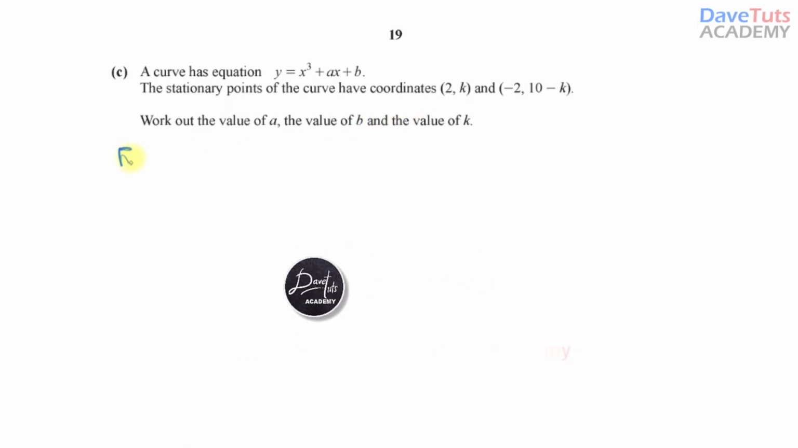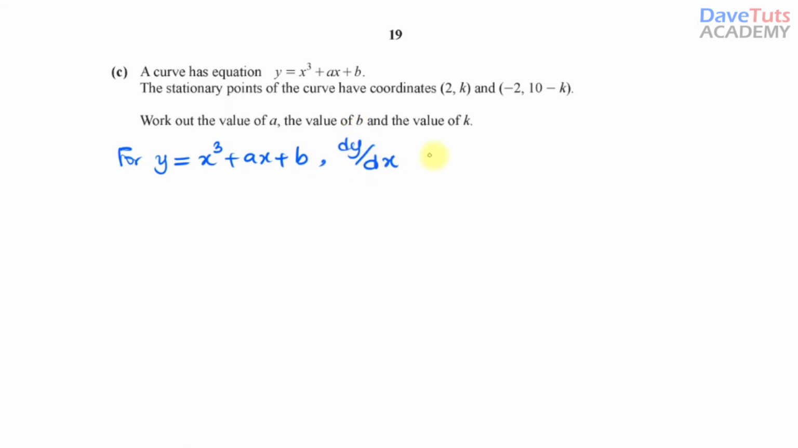We just need to know that for what we are given, y is equal to x raised to power 3 plus ax plus b, the differential of that with respect to x at the turning point is equal to 0. These turning points are the stationary points. So let's differentiate this. That dy dx is actually 3x squared. Of course, if you differentiate ax, that will be a. Then that is what we are given to be equal to 0.